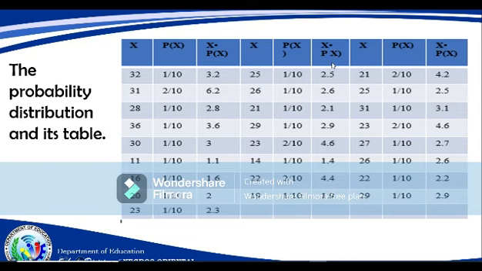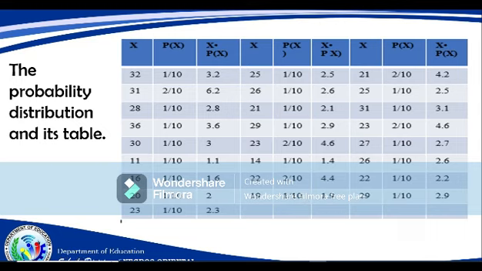Then the product: 25 times 1 over 10 is 2.5. 26 times 1 over 10 is 2.6. 21 times 1 over 10 is 2.1. 29 times 1 over 10 is 2.9. 23 times 2 over 10 is 4.6. 14 times 1 over 10 is 1.4. 22 times 2 over 10 is 4.4. 19 times 1 over 10 is 1.9.